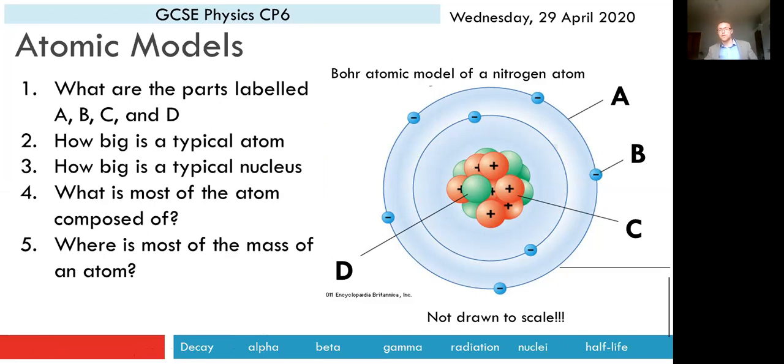Okay, that's my introduction of the atom. Now it's your turn to do something. I'd like you to have a go at these 5 questions. Number 1, what are the parts labeled A, B, and C, and D? There's an extension, you can add their mass and their charge.